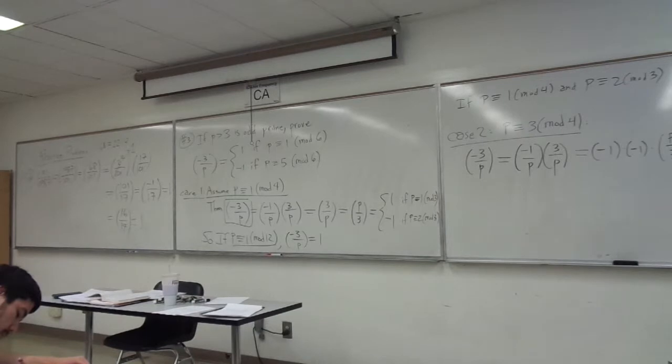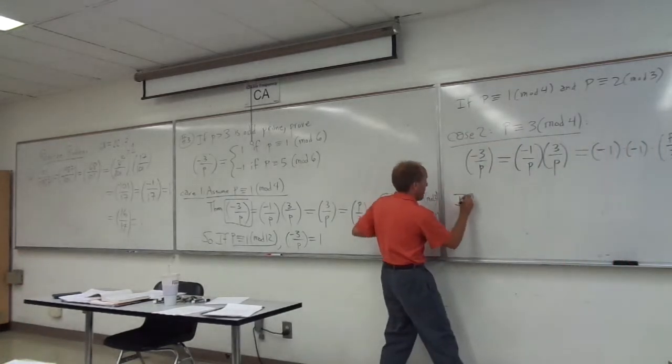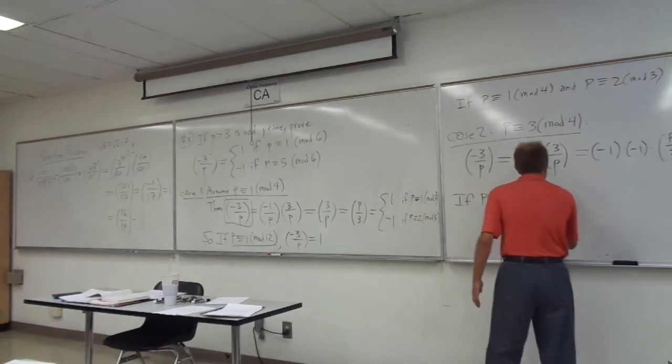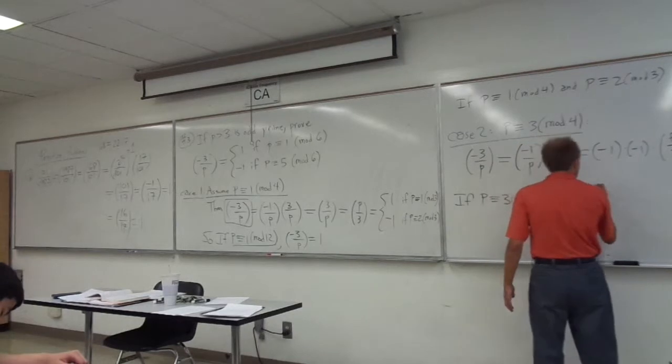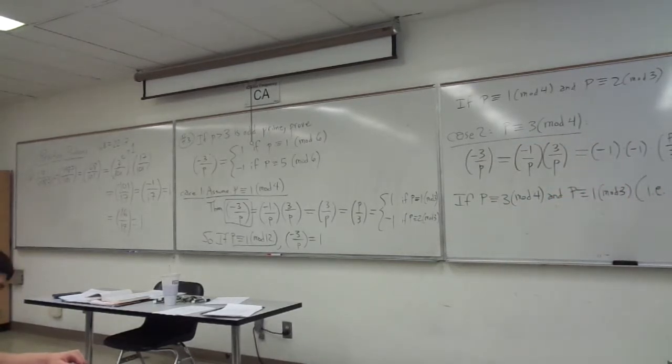Now I just need to put these cases together. So if p is congruent to 3 in mod 4 and congruent to 1 in mod 3, what does that tell you modulo 12 about p?